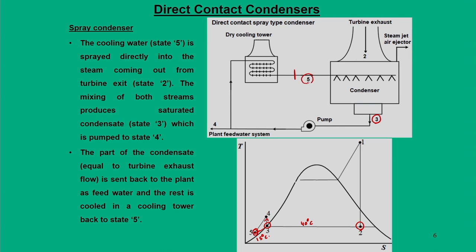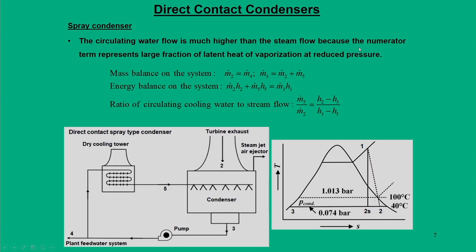Now, the most important thing that we need to find out is the mass flow of water required for a given quantity of steam. That part we want to calculate, and it is called the circulating water to steam flow rate ratio. From this, we can frame mass balance and energy balance equations for this spray type condenser.